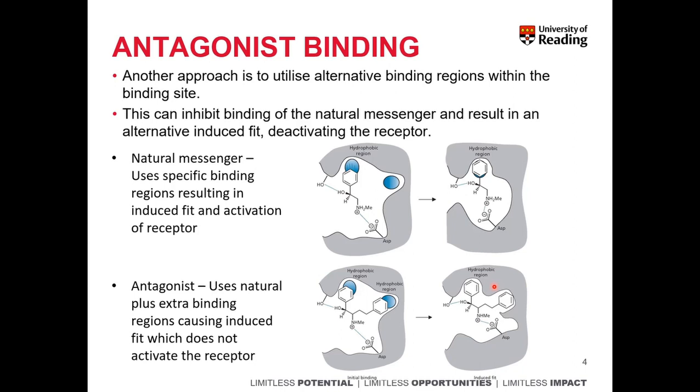So we can either produce a molecule that will be a perfect fit to a receptor binding site, and therefore it won't require an induced fit for that molecule to bind. Or we can take advantage of different or additional binding regions within that binding site to give our receptor the wrong induced fit. And in doing so, this will deactivate the receptor.